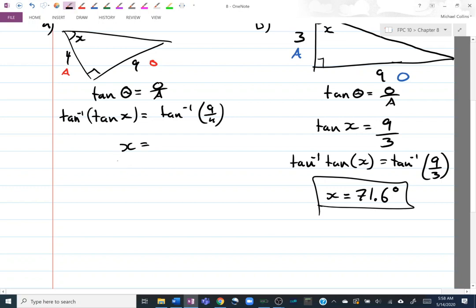I'm not sure why I wrote X equal to and then theta is equal to that, 66 degrees right there. And that's how I would find a missing angle.